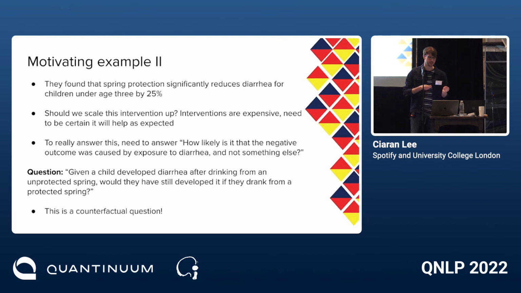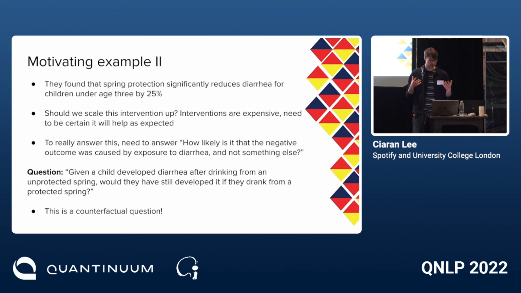Did we actually see an effect of the spring protection, or was it something else about us going into a village and educating the people, saying, OK, we're building this well, it's meant to reduce diarrhea, and the reason it does that is it stops bacteria getting into the water? Was it just that educational element, or was it the actual intrinsic thing of protecting the spring itself? So the question that we really need to answer in this case is, how likely is it that the negative outcome was caused by exposure to bacteria, and not something else?